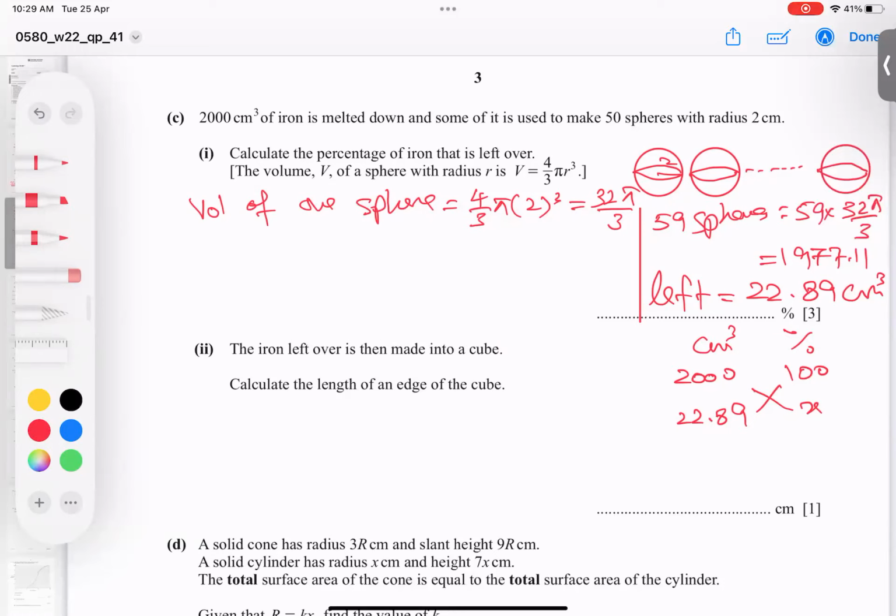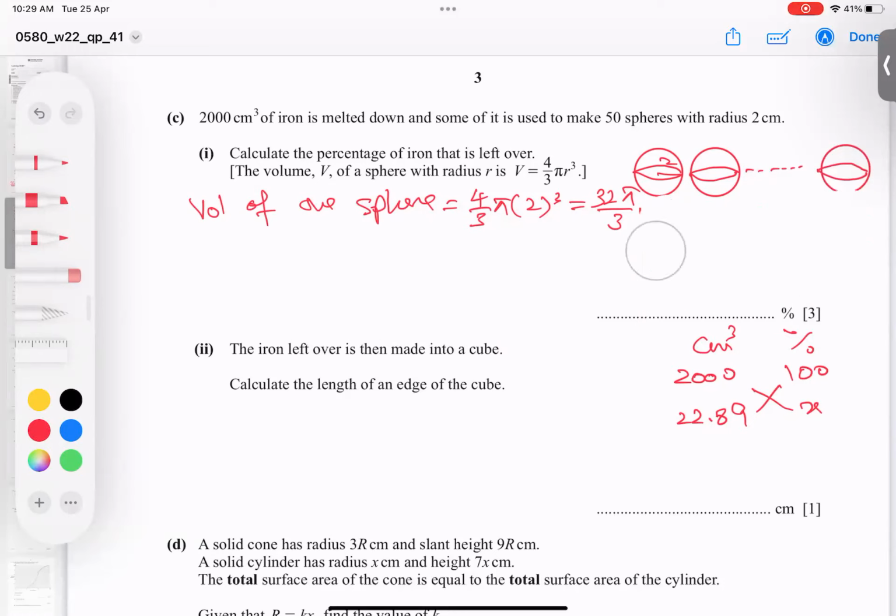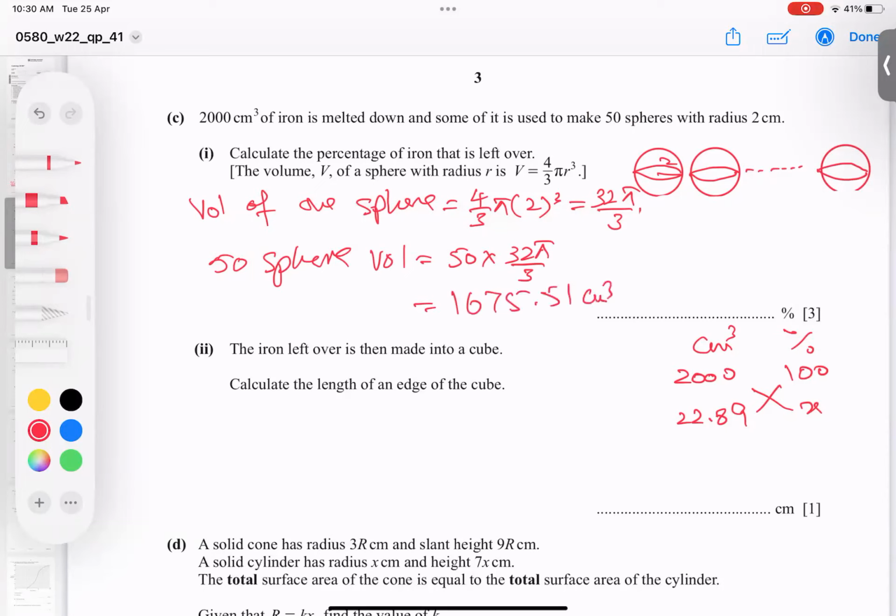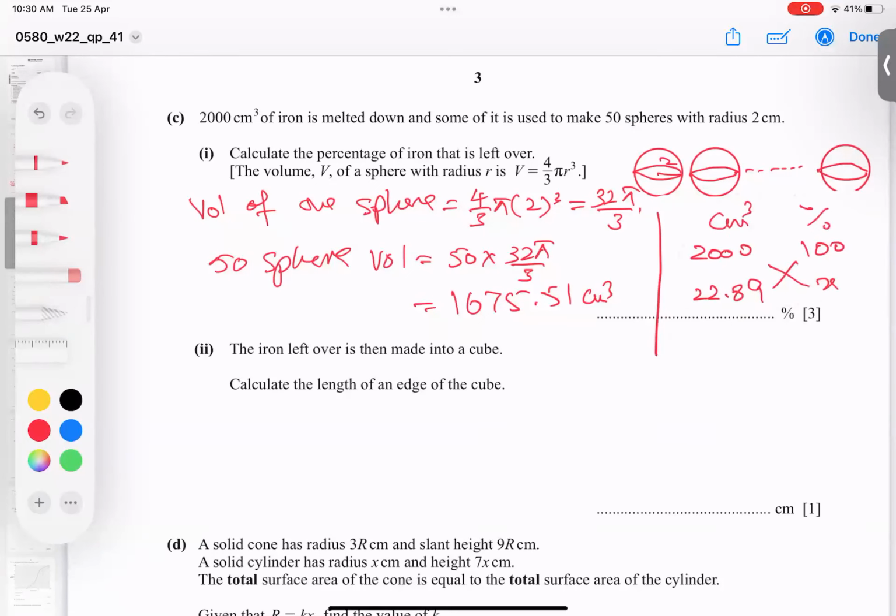First, I thought, normally he asks us how many spheres are there, but he said no, 50 is given by him. So 50 spheres volume I am going to find now, which is very simple: 50 multiplied with the volume of one sphere. That is 50 times 32 times 2 pi divided by 3. And I'm getting, students, 1675.51 centimeter cube.